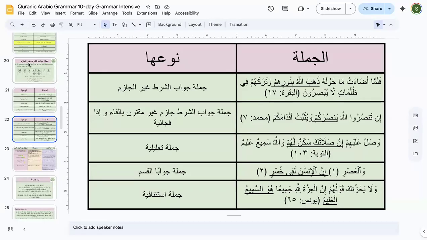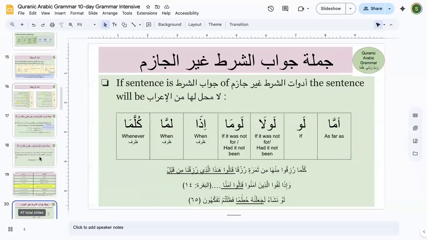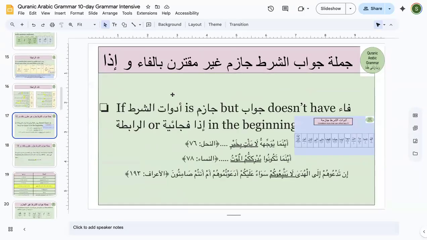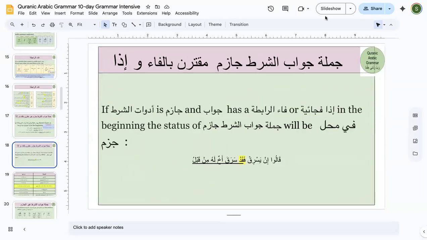When it comes to jawabu shart, which is set by a condition particle, which was from adwatu shart jazima, like in, isma, ma, man, mahma, all those, and there is a fa in the beginning. If the adwatu shart is jazima and there's a fa in the beginning, the sentence which comes as jawab is considered fi mahalli jazmin. Okay, it is going to be considered fi mahalli jazmin.